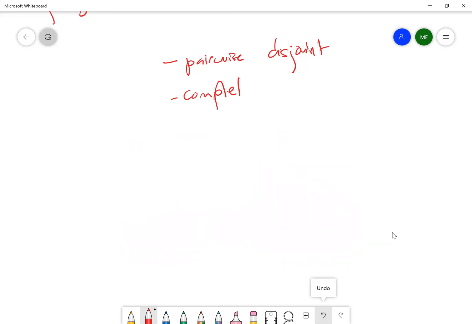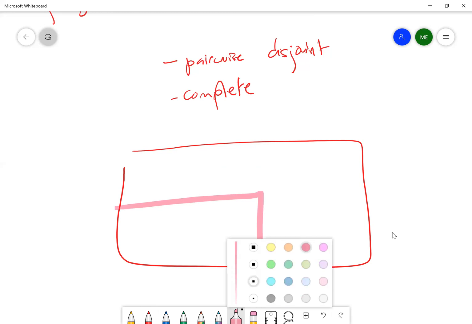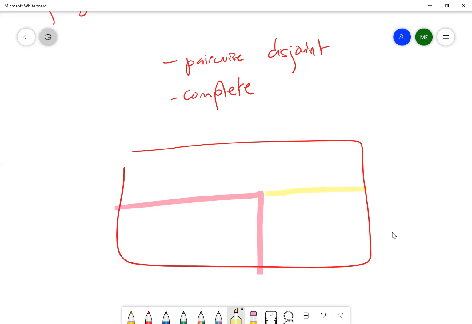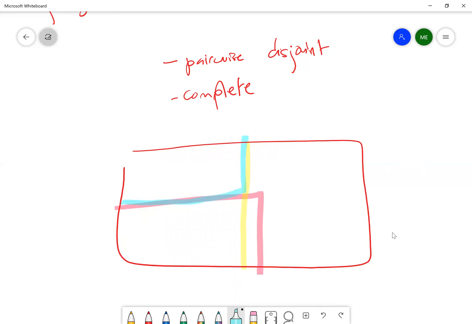The other one we're going to look at is the case where we have something that is not pairwise disjoint. So assuming I have these partitions, this is one partition, this is another partition, and this is another partition. And finally, here's the blue, I got that third partition over there.